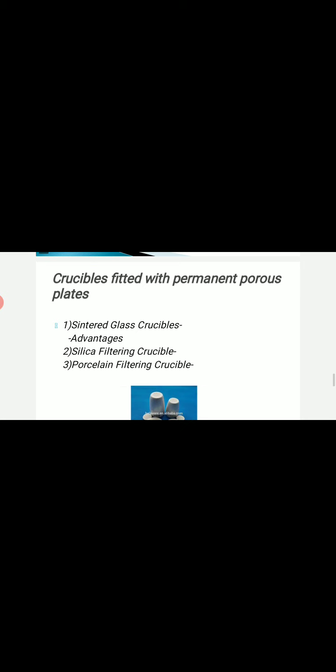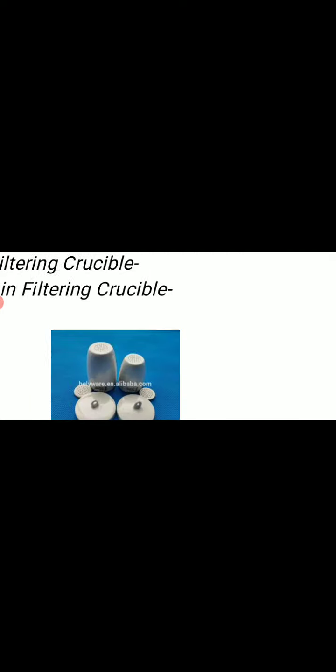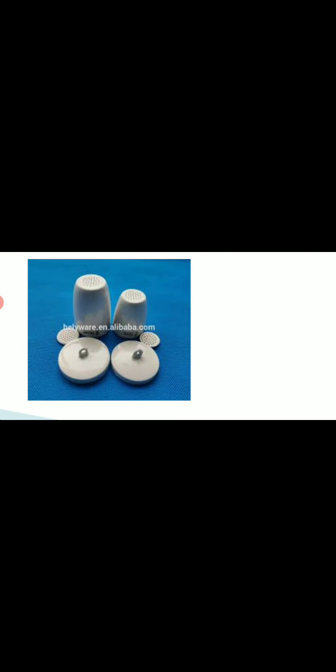Next is the crucible fitted with a porous plate. There are 2 types of crucible generally useful. The first one is the permanent porous plate and the second one is the removable porous plate. Here we consider the permanent porous plate crucible. These are of 3 types: sintered glass crucible, silica filtering crucible and porcelain filtering crucible. In that diagram we are considering the permanent porous plate crucible.